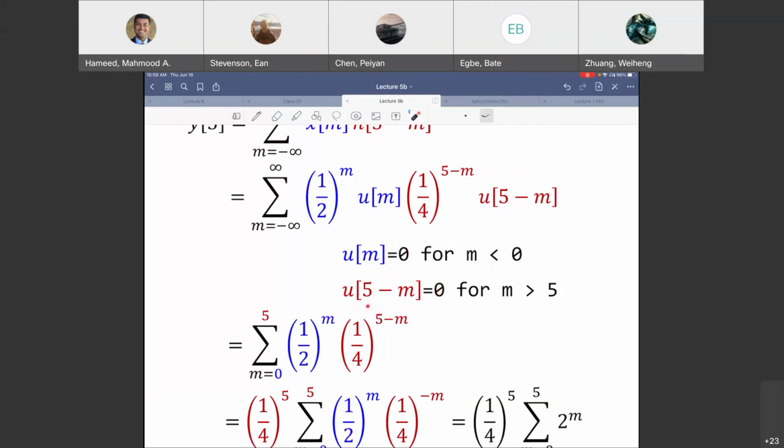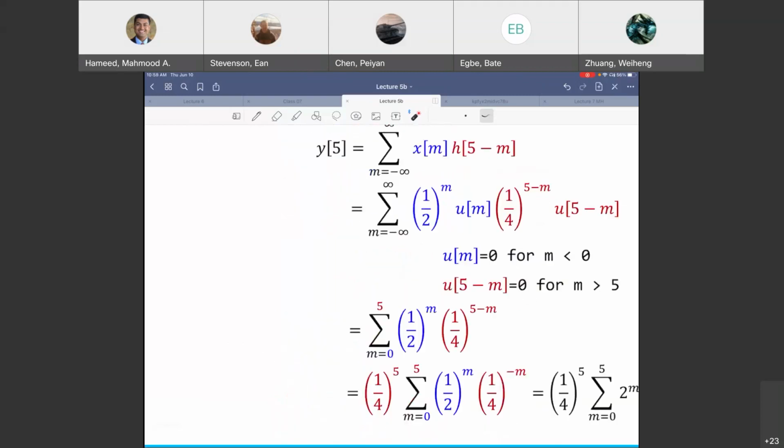Why? Put any number greater than 5. What do you get? 6, u of negative 1. 7, u of negative 2, and so on. All of those are 0. Yeah? So can I say that u of 5 minus m for m greater than 5 is going to be 0? You guys agree with that?